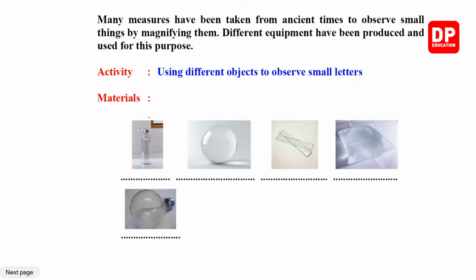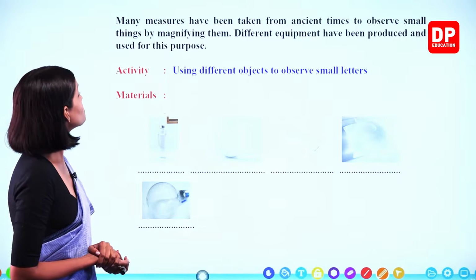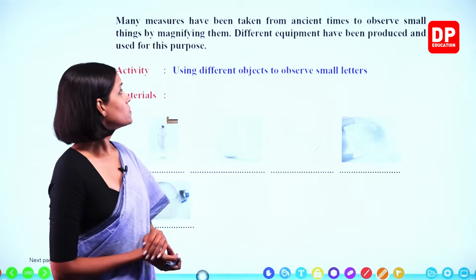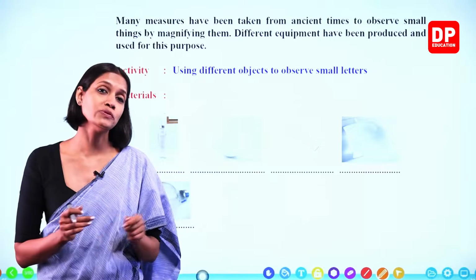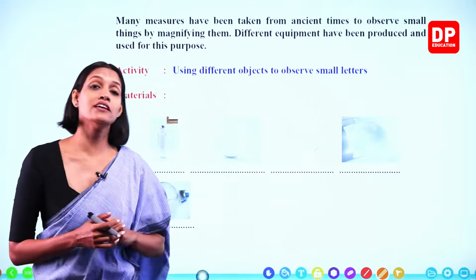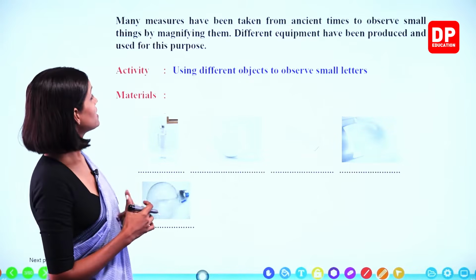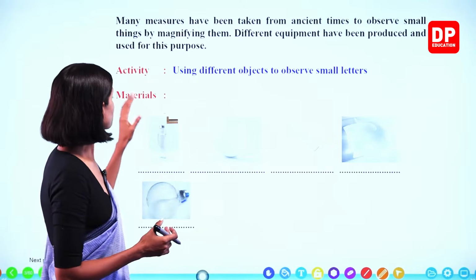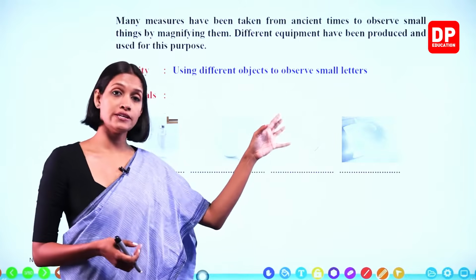Right children, we have to start this with an activity. Let's go through this. Many measures have been taken from ancient times to observe small things by magnifying them, right? Sometimes those ancient people, when they could not read small letters, used to use a hand lens for that purpose. But later, spectacles were introduced. Different equipment has been produced and used for this purpose. So we are going to do a simple activity using different objects to observe small letters, right?